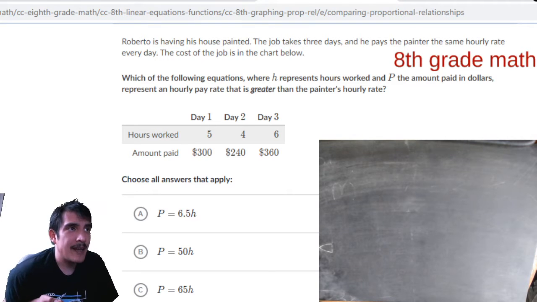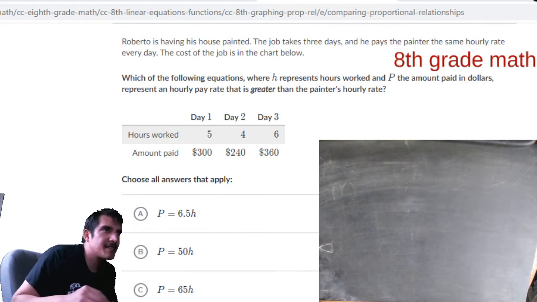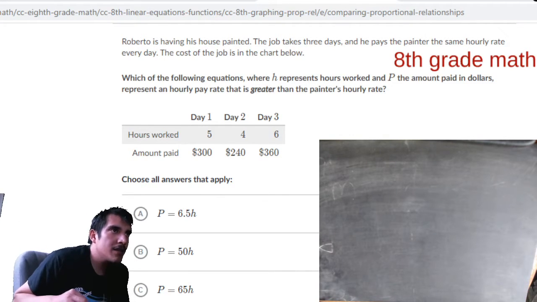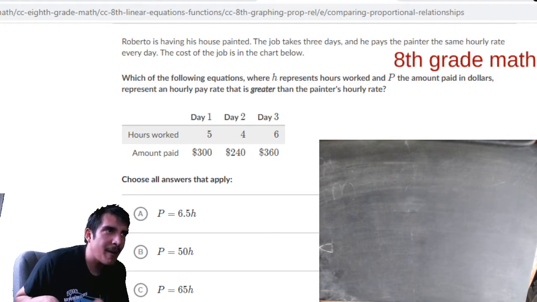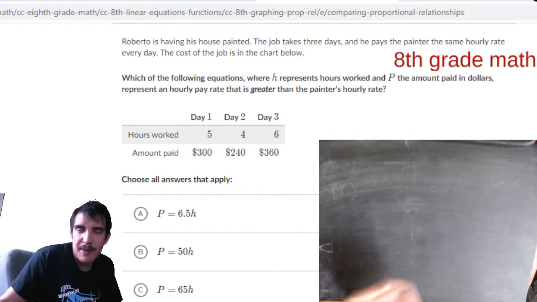Okay, let's look at the painter's hourly rate. Hopefully you can see this table. He gets paid the same rate each day. The first day, day 1, he works 5 hours and he gets paid $300.